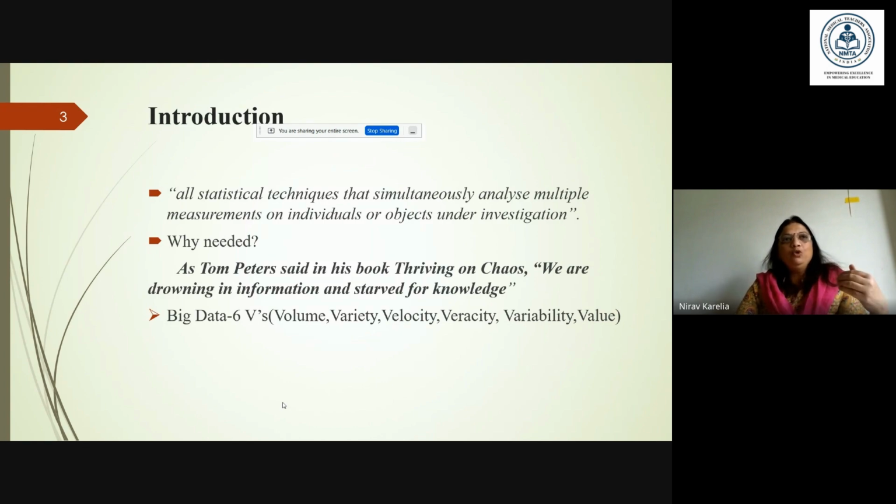Okay, so what we do requires a large population. So big data, big sample size. If the volume is more, then multivariate analysis is very informative. The second is variety.